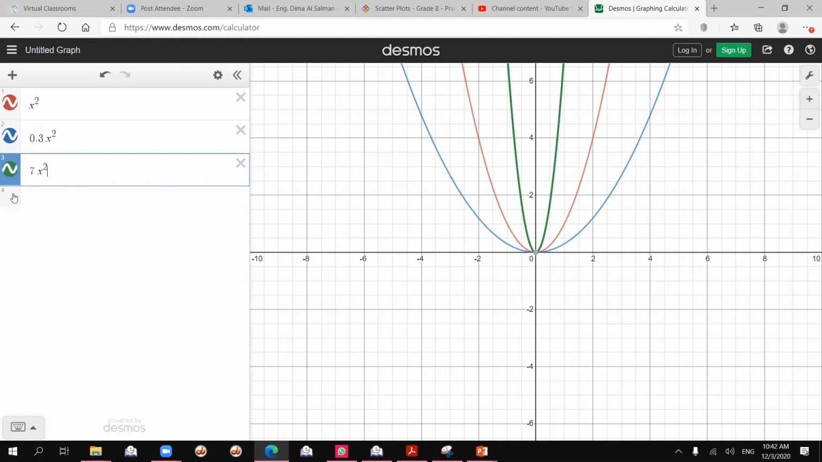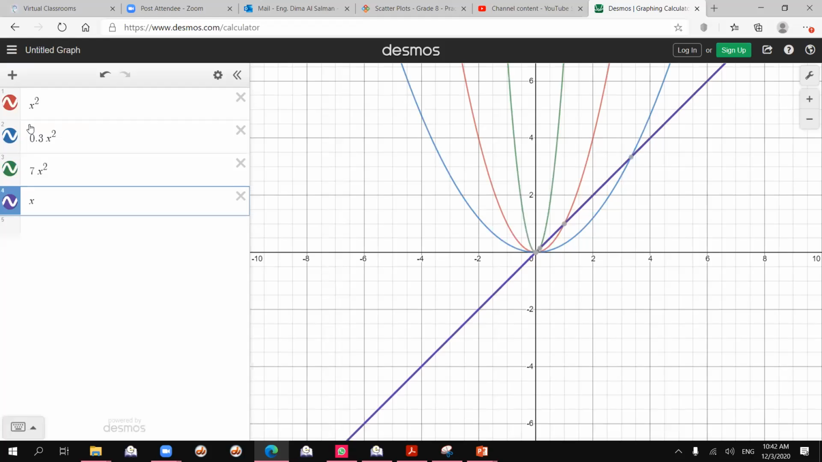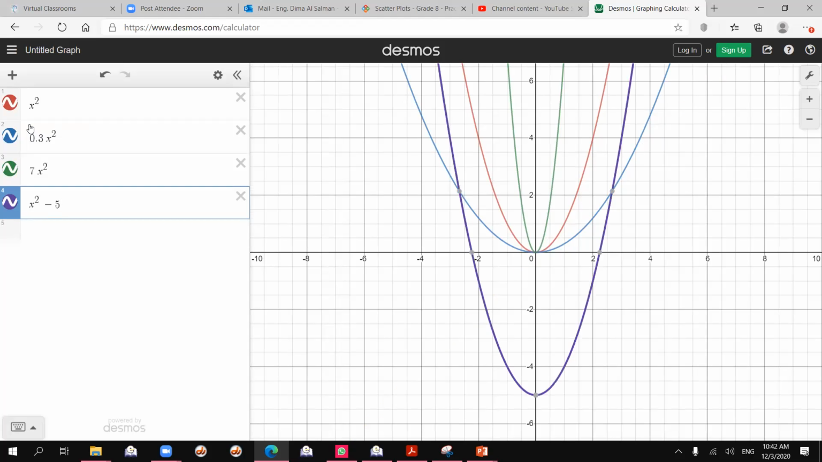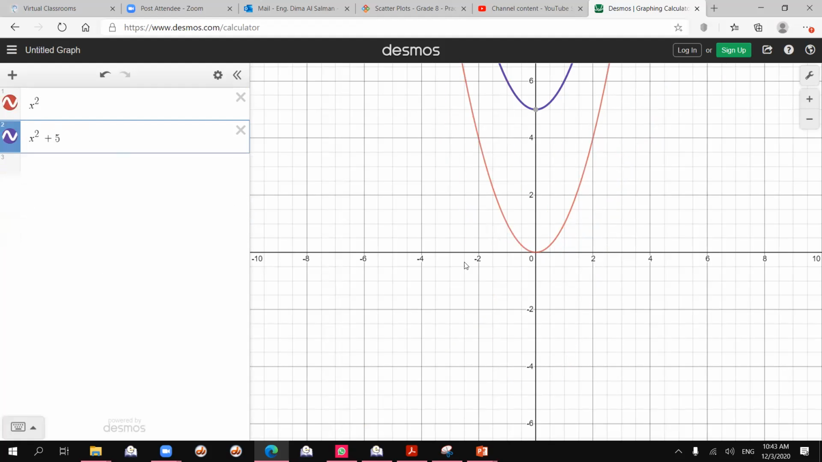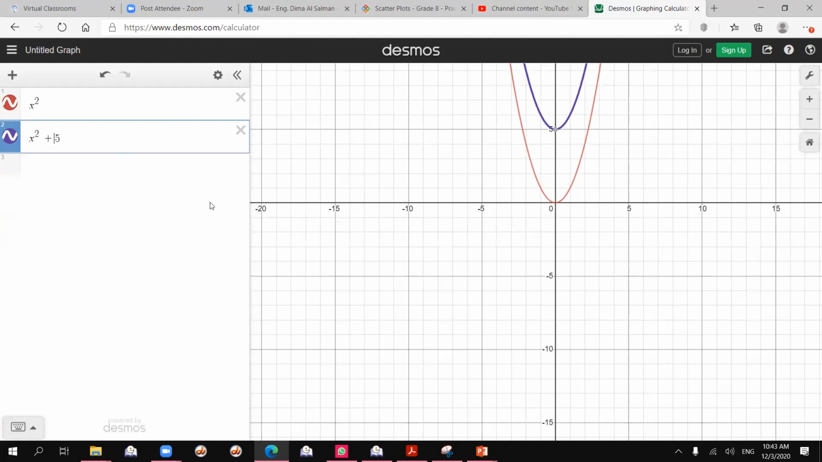If you graph now x squared minus 5, as I told you before, that means I bring the red one, did you see it, the red one, and I translate it down 5 units. That means x squared minus 5. I remove this one and this one here. This is x squared. This is x squared minus 5. I shifted it down 5 units. If I make it now x squared plus 5, it's shifted up 5 units, as you see here.